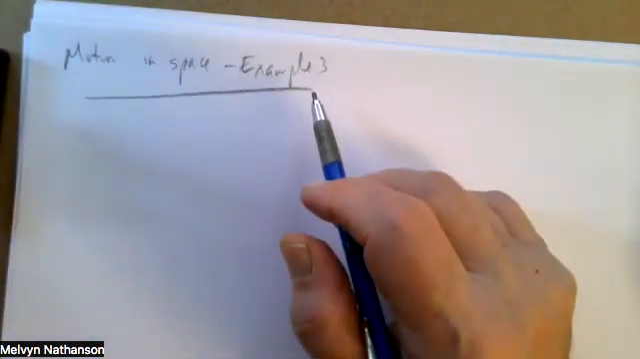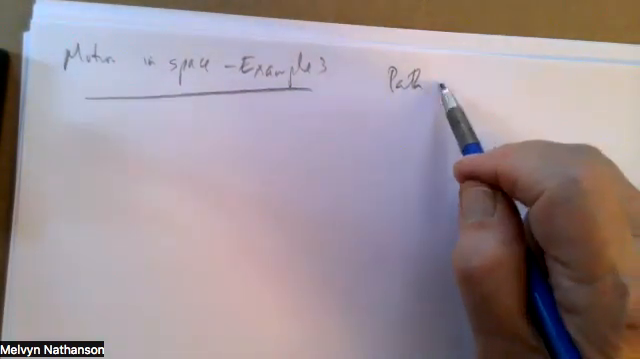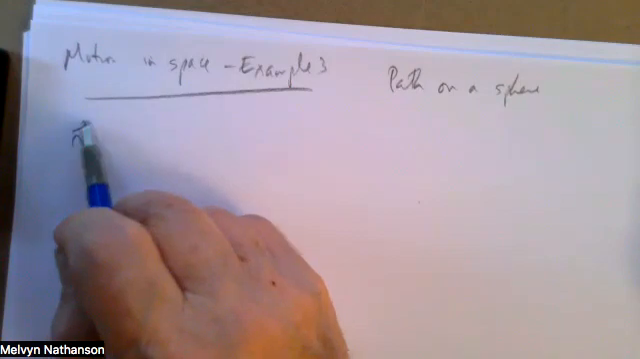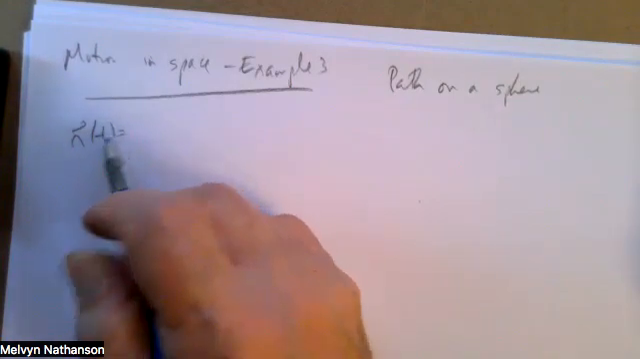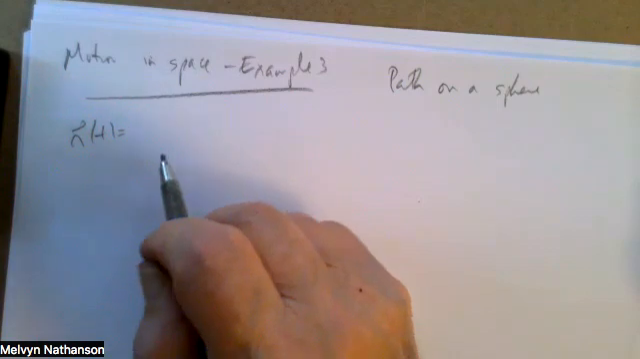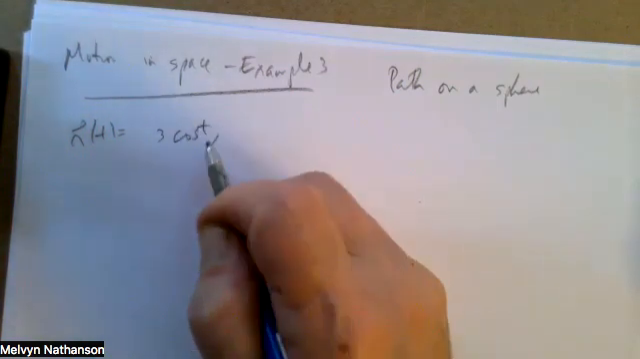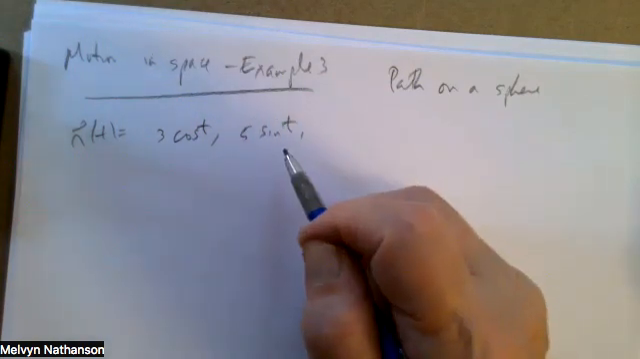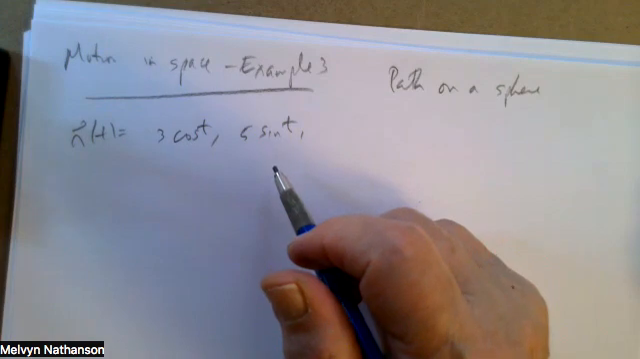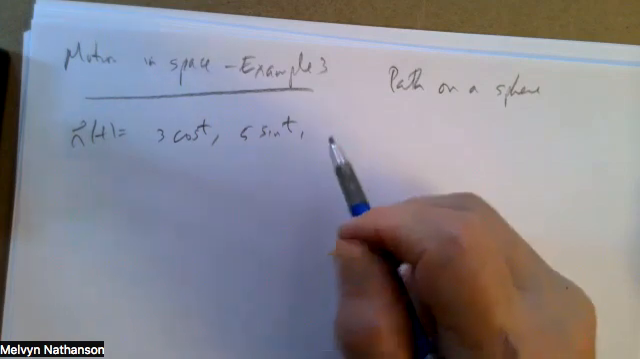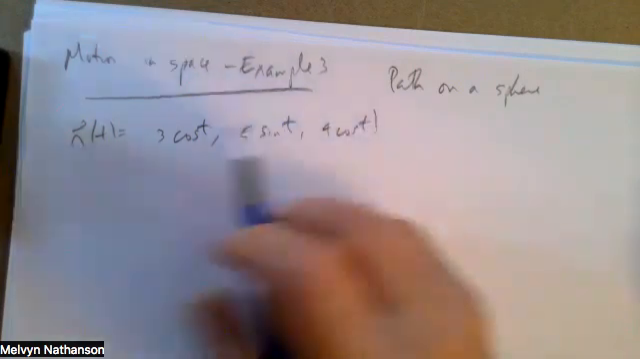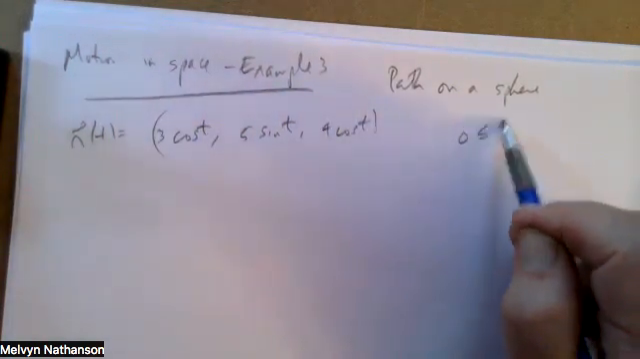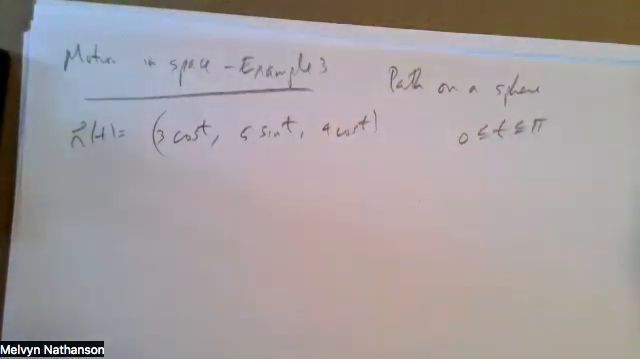This is going to be motion on a sphere. So I'm going to try to show that a certain path is a path on a sphere. So the position at time t of a certain particle in space is going to be 3 cosine t, 5 sine t, 4 cosine t, as t goes from 0 to 2 pi.